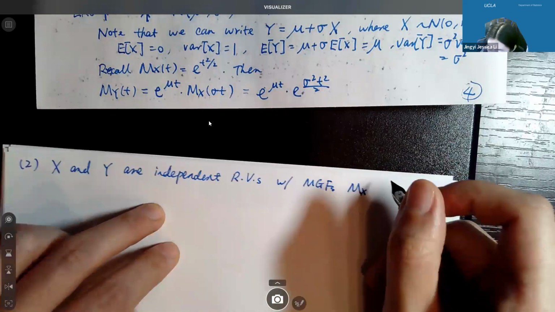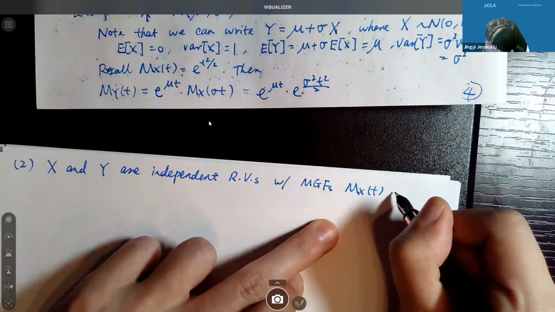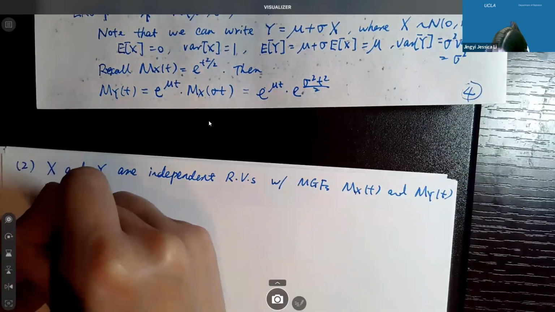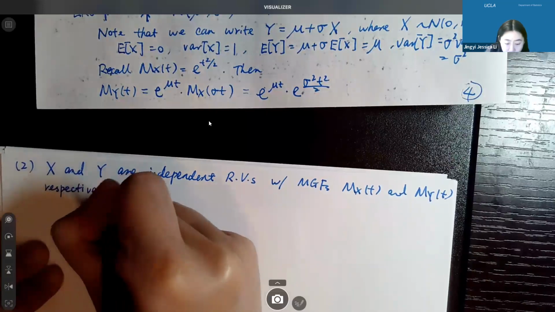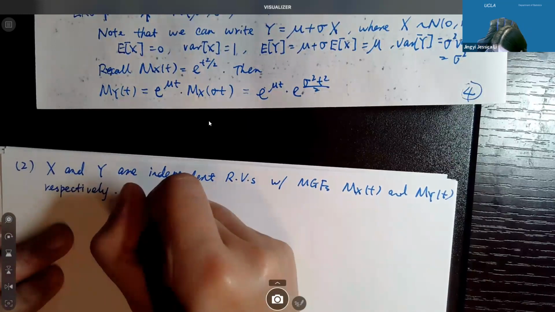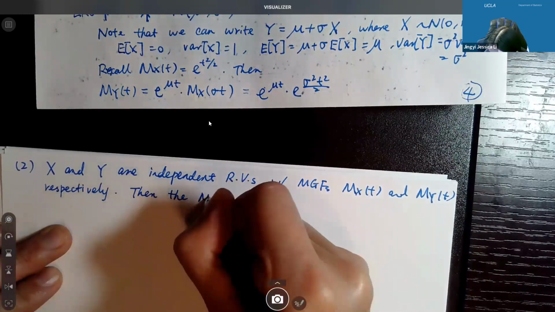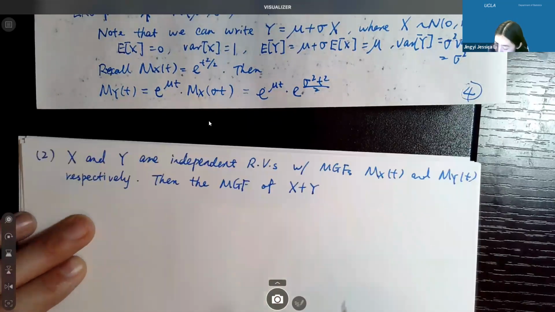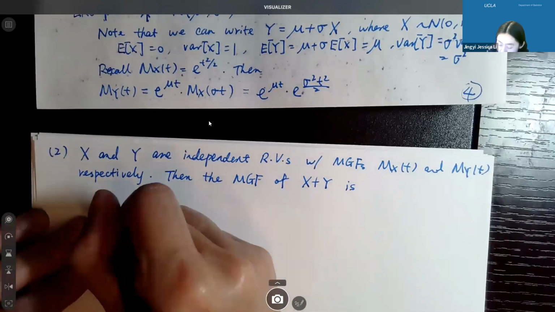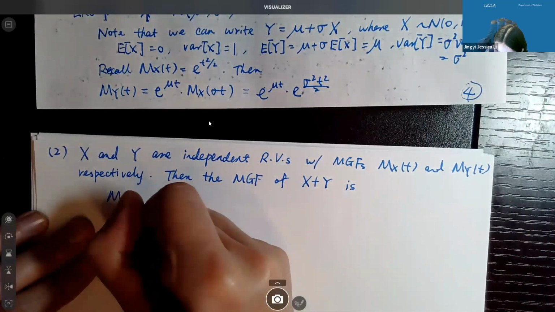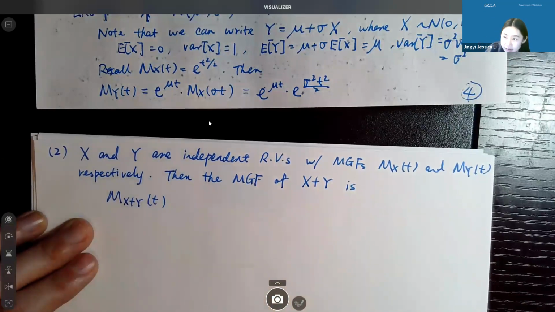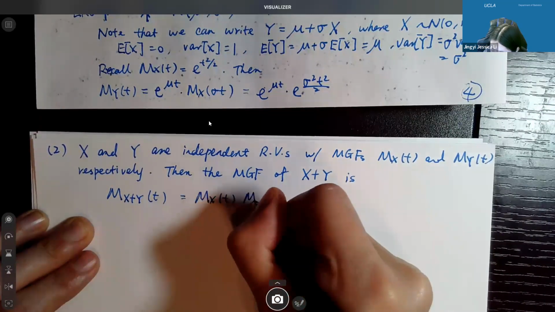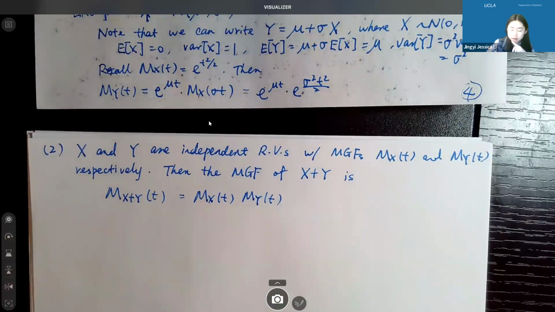Okay, so there are two independent random variables with MGFs M_X(t) and M_Y(t), respectively. Okay, then the question is, the MGF of x plus y, the sum, is, we write it again by putting the random variable in the subscript, M_{X+Y}(t). And I tell you, the conclusion is that it's equal to M_X(t) times M_Y(t), just the product of the two MGFs.